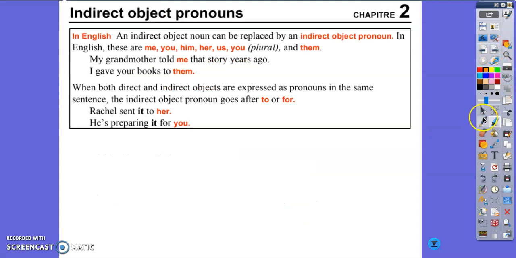Okay. Now let's talk about indirect object pronouns. So an indirect object noun can be replaced by an indirect object pronoun. So in English, those are to me, to you, to him, to her, to us, to y'all, to them. So my grandmother told me, that's 4 years ago, I gave your books to them. When both the direct and indirect objects are expressed as pronouns in the same sentence, the indirect object pronoun goes after to or for. So Rachel sent it to her. He's preparing it for you.